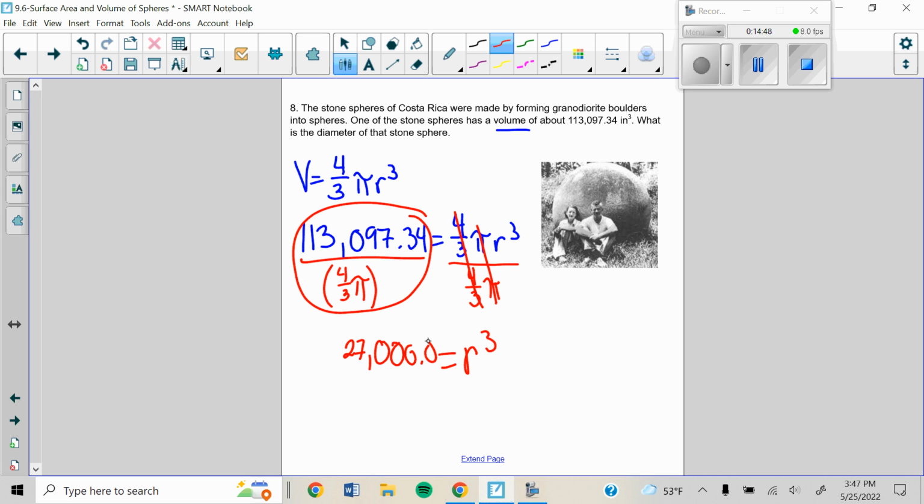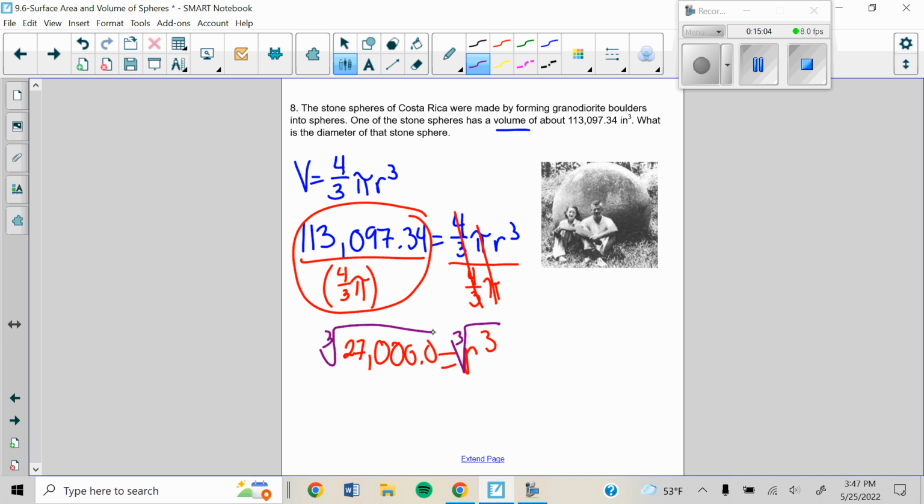And so we need to get rid of that cube. Well, squaring and square root are opposite of each other, so cubing and cube root are opposite of each other. So you're going to take the cube root. This is not putting a 3 into your calculator and pressing square root.